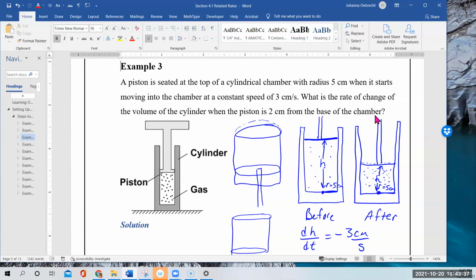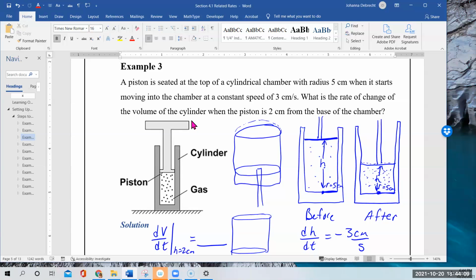This is what I'm looking for, the rate of change of the volume of the cylinder. Rate of change of the volume is dV/dt, when the piston is 2 centimeters from the base of the chamber. That's when the height is equal to 2 centimeters. When I have that information, I know I've completed the problem.